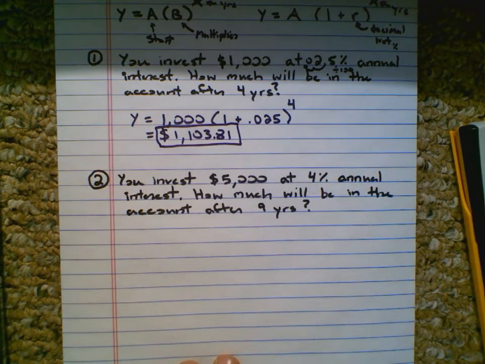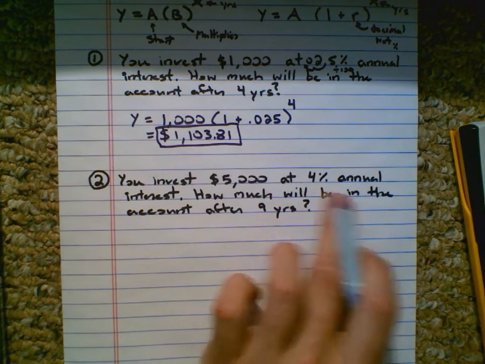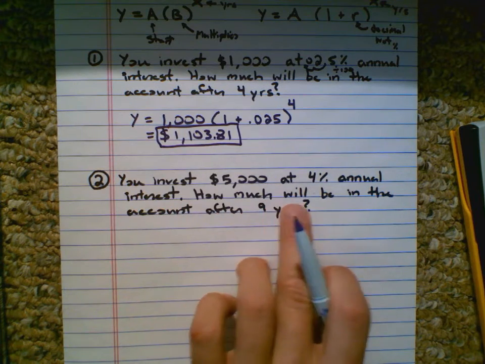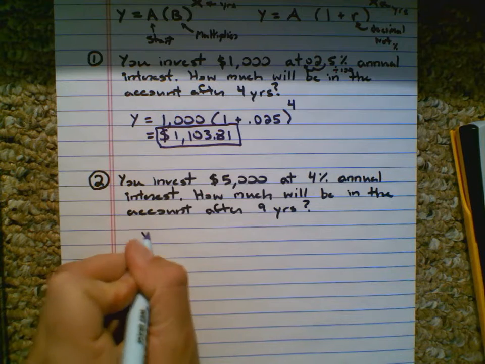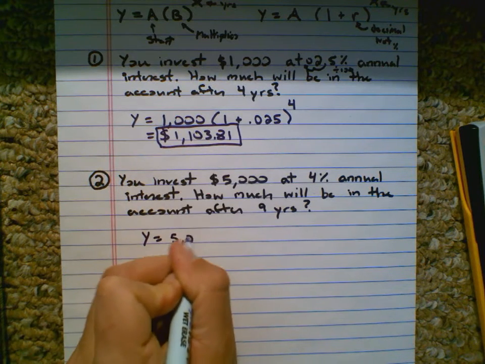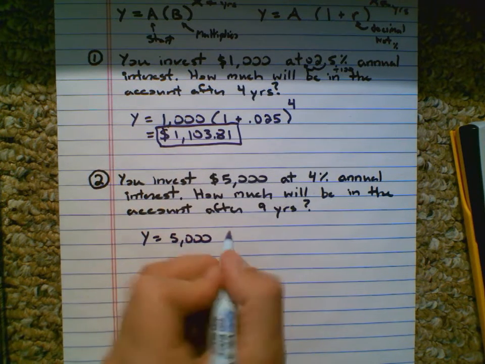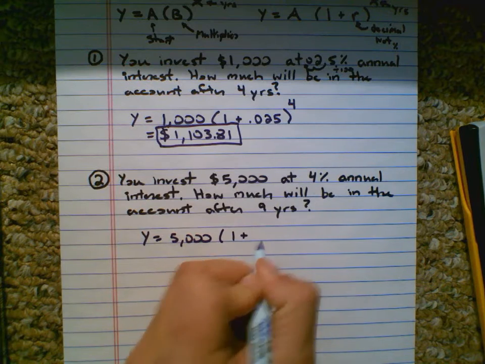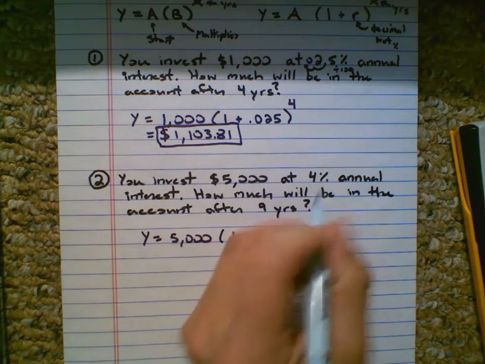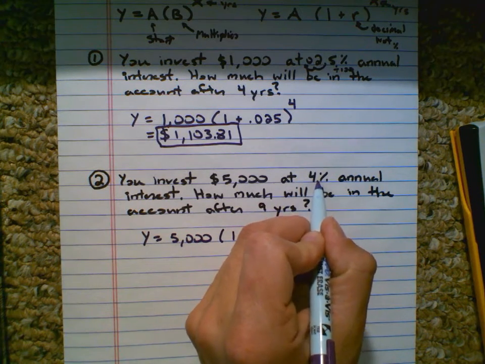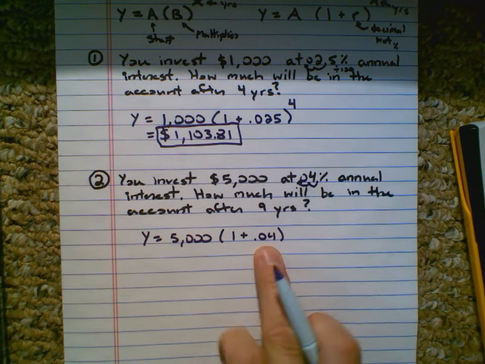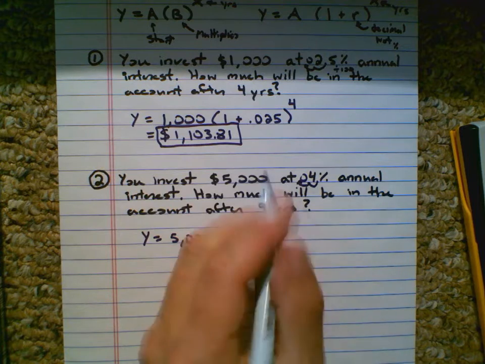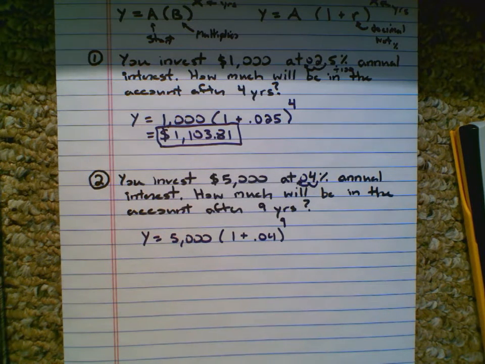All right, let's look at one final example here. So here I have you invest $5,000 at 4% annual interest. How much will be in the account after 9 years? So it's going to be y equals, I have the $5,000 I'm starting with. We're going to do 1 plus 0.04, because remember we have to move the decimal point 2 places to the left to make it a decimal instead of a percentage. And we're doing this for 9 years.